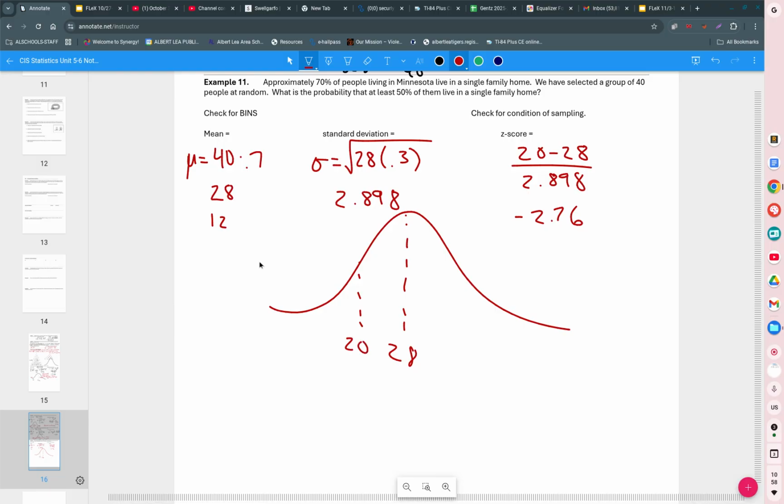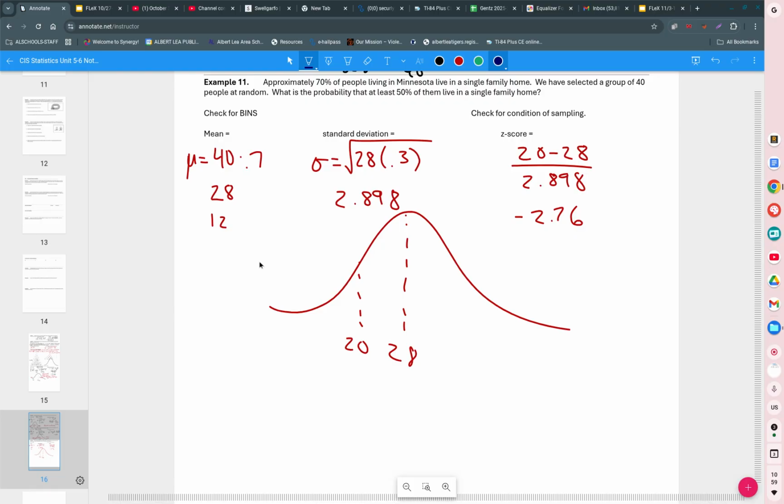Okay, so I always think it's helpful to draw the picture in the end. And that's up to you, but for me, this is what makes the most sense. We would expect that as we have these people together, we would expect 28 of them to live in a single family home. Okay, that's the expectation. We're wondering what's the chance that 20 of them?